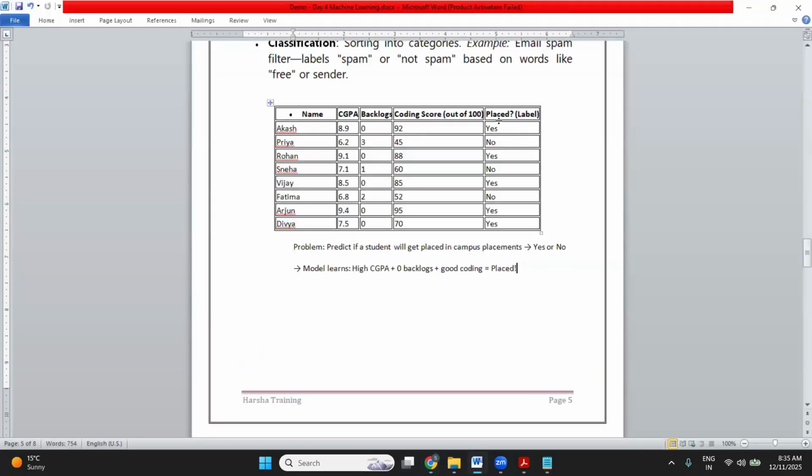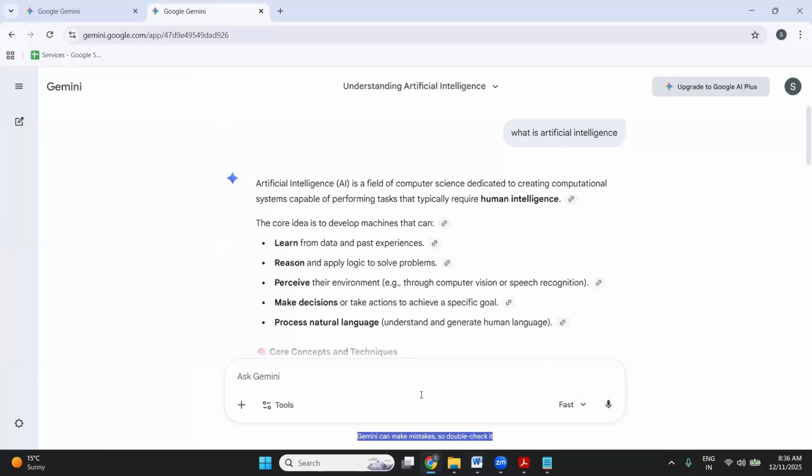Whatever output there is, it is just predictions only. It doesn't mean that these are the actual facts or results. We are just trying to predict the information depending on our existing and past data. So coming back to this one, I'll quickly show you.